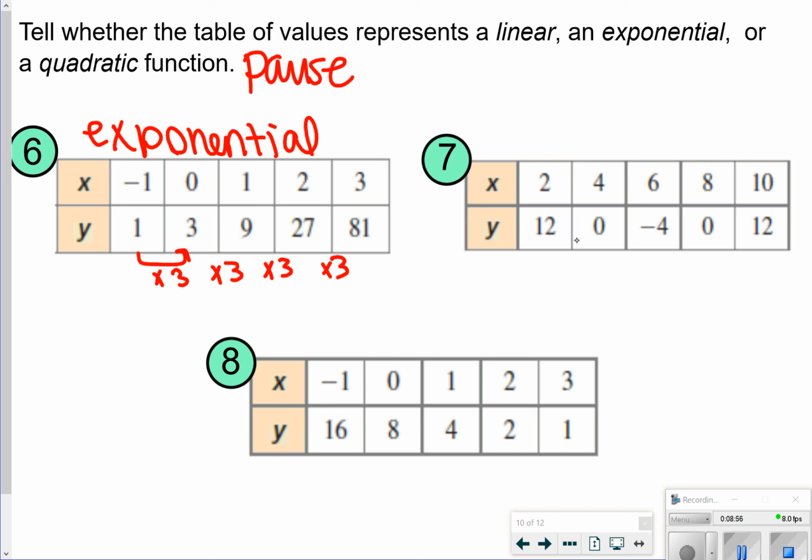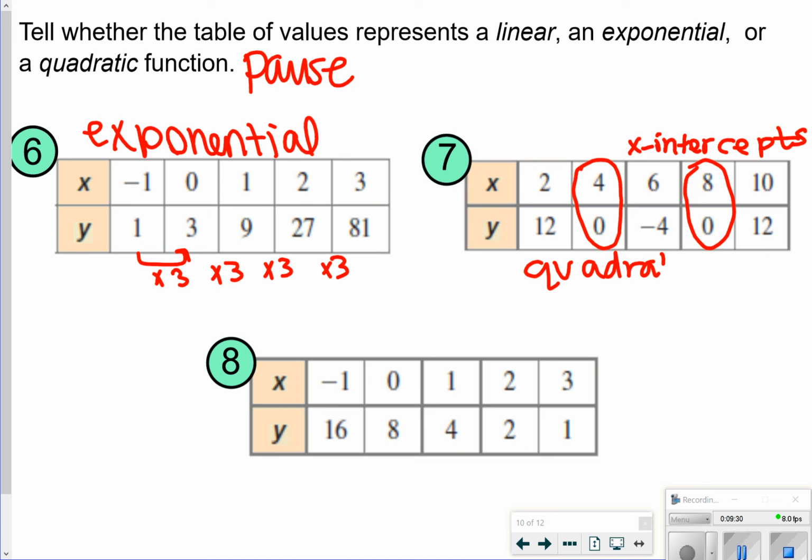For number 7, we see 12 goes to 0, minus 12, and then 0 to 4, minus 4, and then 4 to 0. But these aren't going to have linear differences. They're also not going to be any exponential differences. What I do know, though, is that I have 2 x-intercepts right here. And because my graph crosses the x-axis twice, I know that that's going to be a quadratic function. Or you just tried exponential and linear and neither one of those worked, and so therefore you have to have a quadratic for that one.